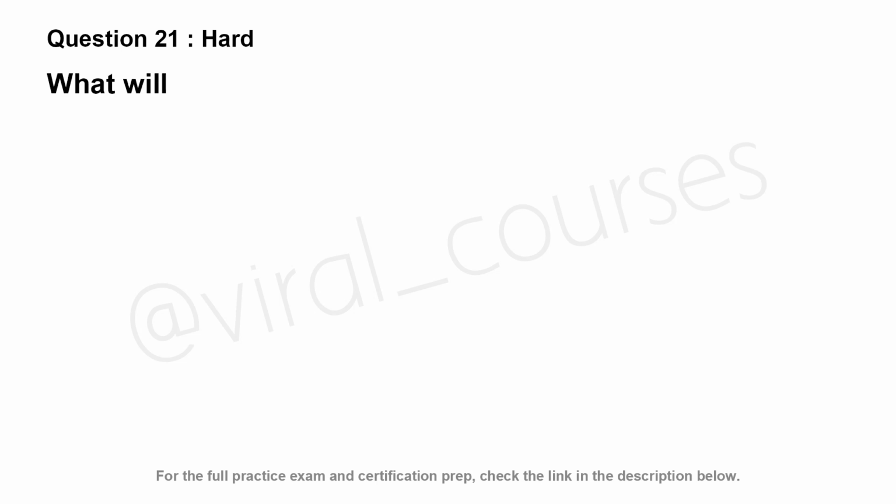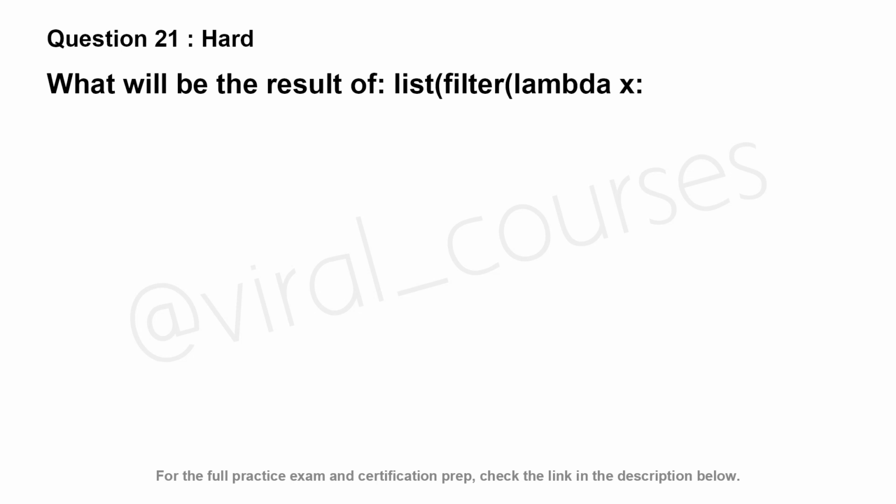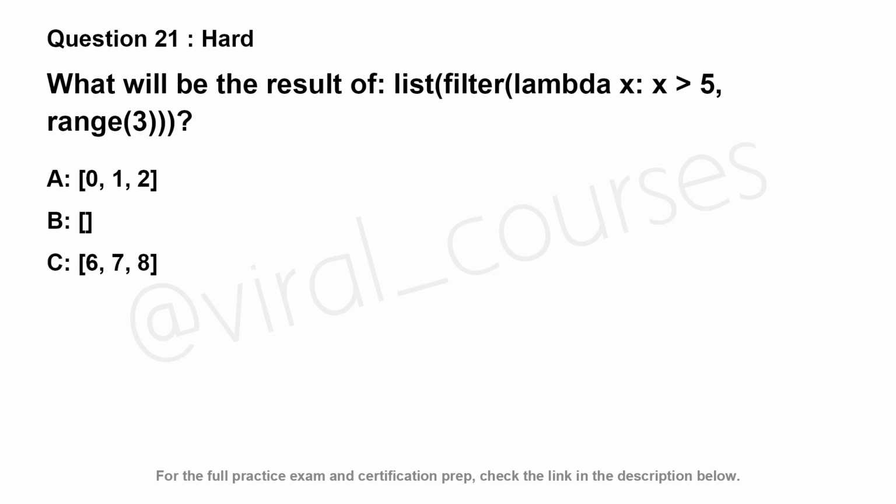What will be the result of list(filter(lambda x: x > 5, range(3)))? Option A, [0, 1, 2]. Option B, []. Option C, [6, 7, 8]. Option D, error.